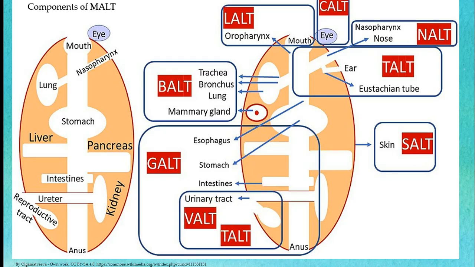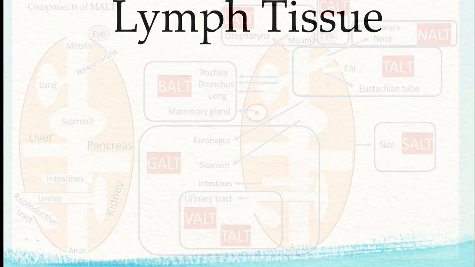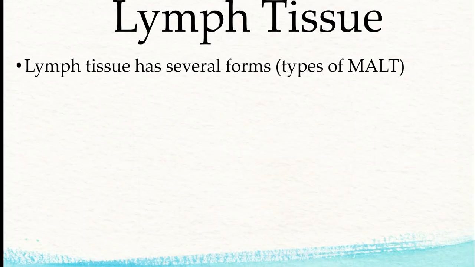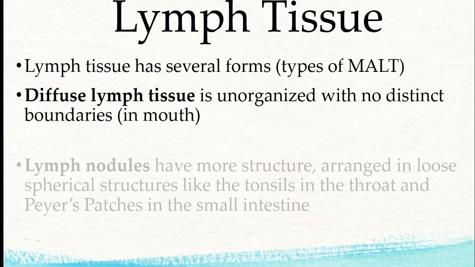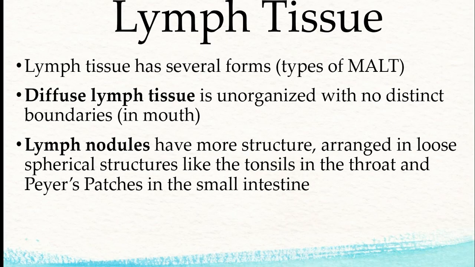Okay, so that's a little bit more complex. Some people who study these things might specialize in one of these areas or multiple of these areas. All right, let's look at the tissue. There's several types of MALT, if you will. There's diffuse lymph tissue, unorganized, no distinct boundaries. We have that in our mouth. Lymph nodules have a little more structure. Spherical, like those little green blobs I was showing you in the picture right there. If you stick your tongue inside your bottom lip and move it around, you can feel how it's a little lumpy in there. That's because some lymph nodules are actually in your lower lip there.